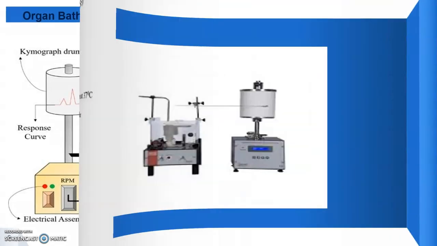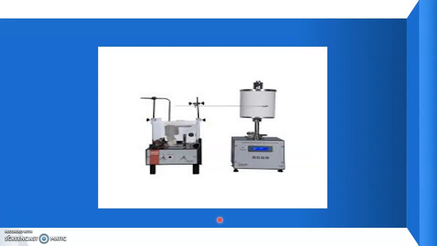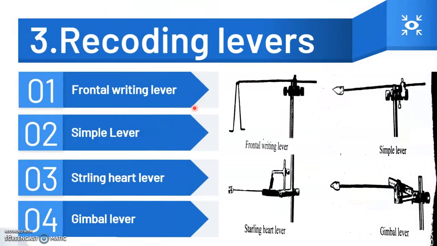Part number 3 is levers. This is the actual image taken from the lab requirement arrangement like this. This is the student organ bath. This is the kymograph, which is stuck on this central rotating drum, and this small stainless steel wire is known as a lever. Then what are the levers? There are 4 different types of levers which are listed in your experimental syllabus of pharmacology.